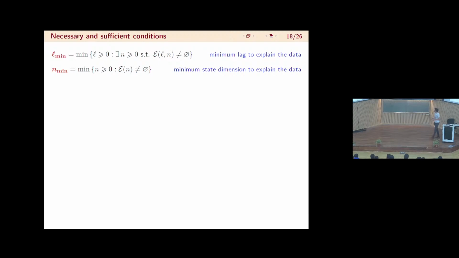Okay. Well, to formulate necessary and sufficient conditions for informativity for system identification, these two numbers were involved, L-min and N-min. What was L-min? Well, this was the minimum lag of any system explaining the data. And similarly, N-min denotes the minimum state space dimension of any explaining system.